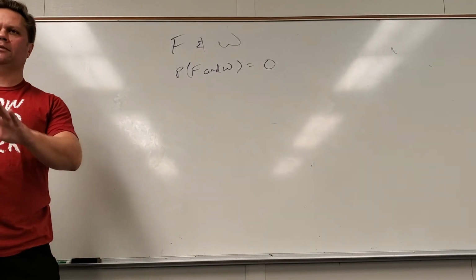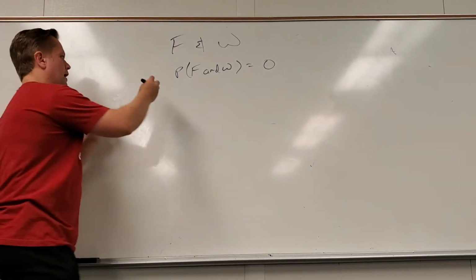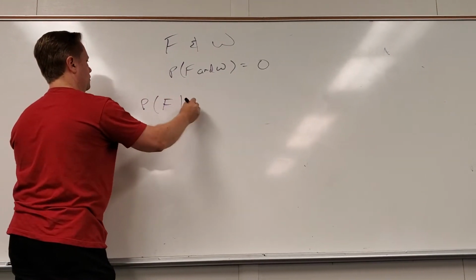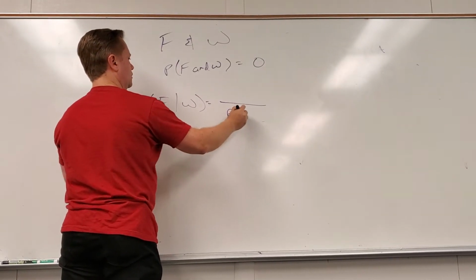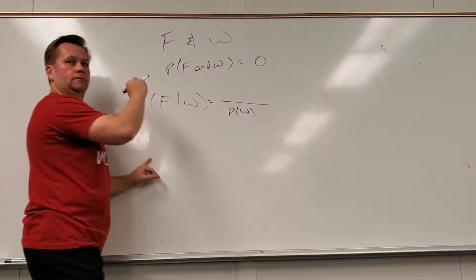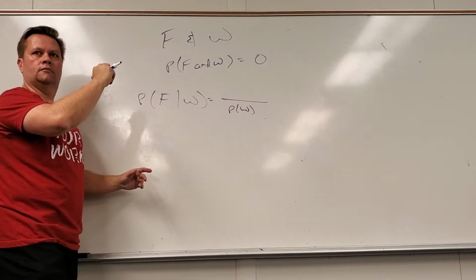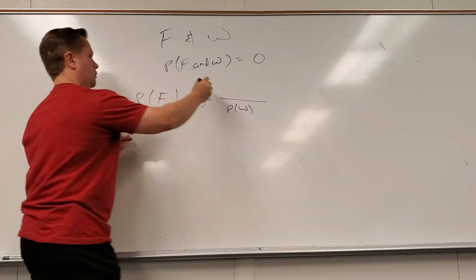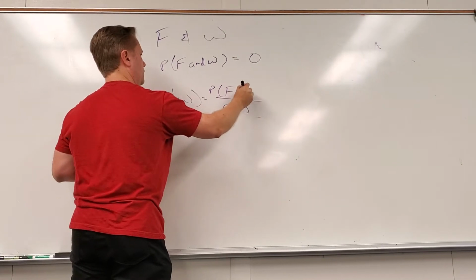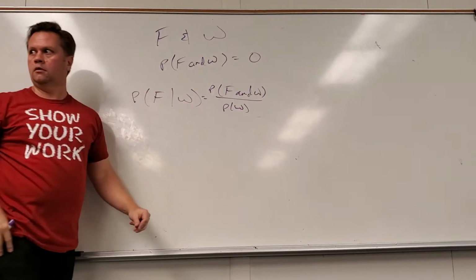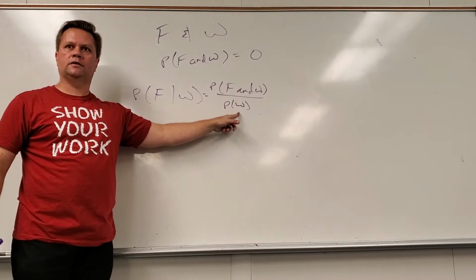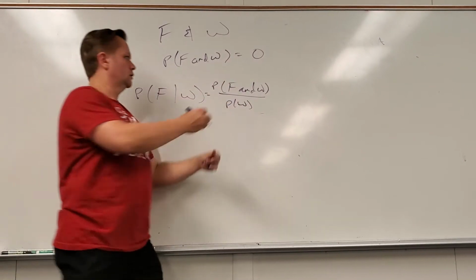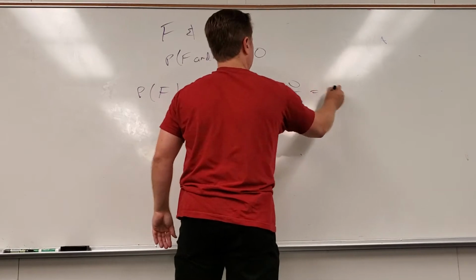So I want to be really careful about your question and what it meant. If I ask you what's the probability of F given W, does it even matter that I don't know this? What's on the top? And what is that in this case? 0. So it doesn't matter what this is. As long as it's not 0, you're fine. This will be 0 over who cares equals 0.